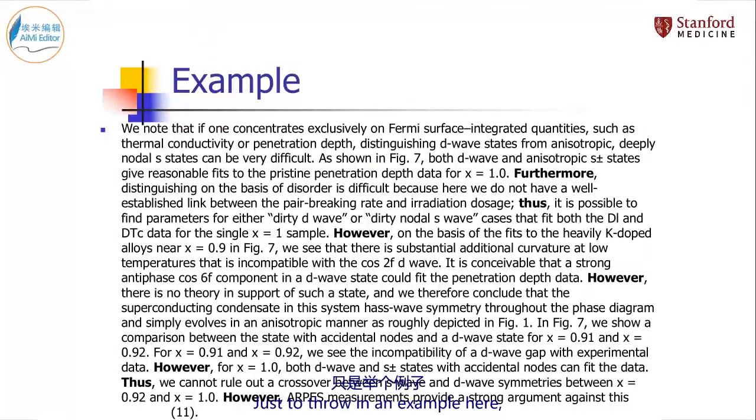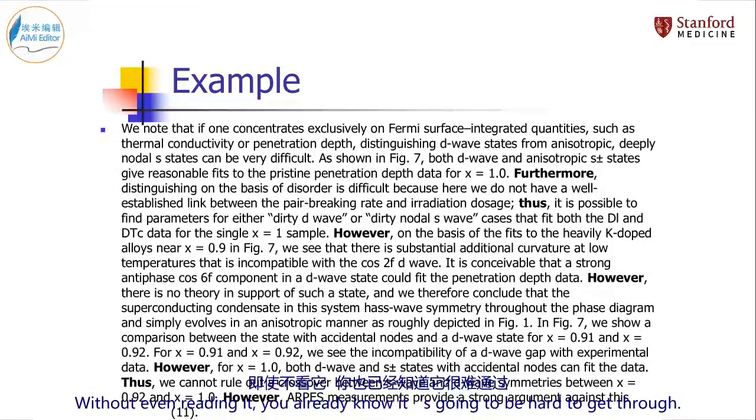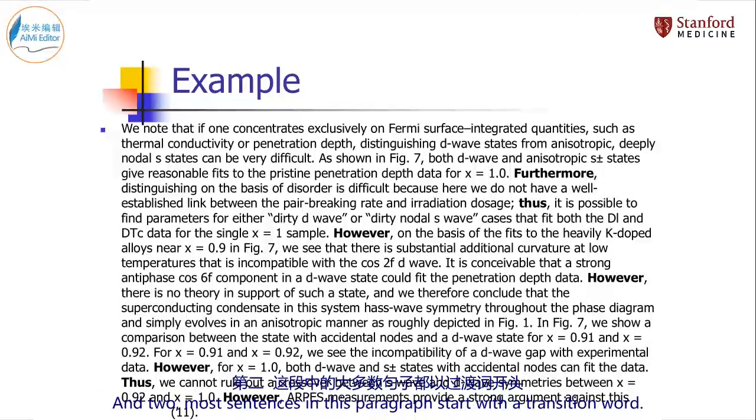Just to throw in an example here. I pulled this paragraph from a paper published in Science. I'm not going to read the whole example, but you can see that one, this is an intimidating block of text. Without even reading it, you already know it's going to be hard to get through. And two, most sentences in this paragraph start with a transition word. We get furthermore, thus, however, thus, however. The reader is going to get whiplash with so many howevers indicating a change of course.